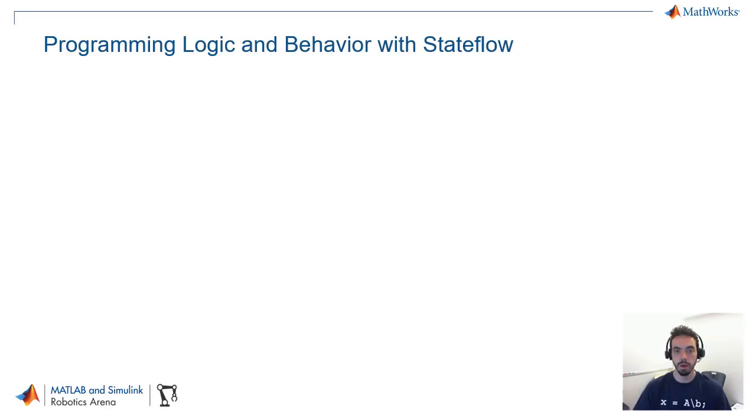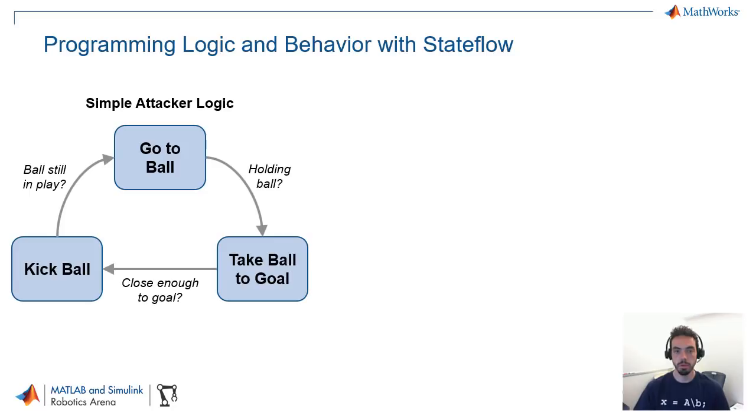Now, before I jump to the software, I just want to show you one more quick thing, and that has to do with the main feature of how we're going to develop this robot logic and behavior. So think of something like this. Let's assume that our robot attacking logic just consists of three different states or modes. If you don't have the ball, you need to search for it and then go to it. Once you happen to hold the ball as an attacker, you want to then take it to the goal.